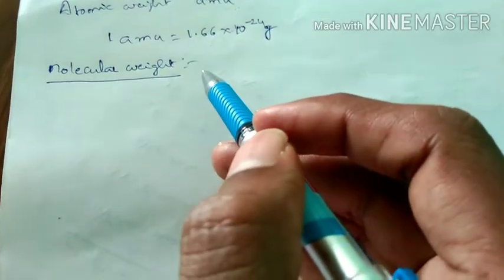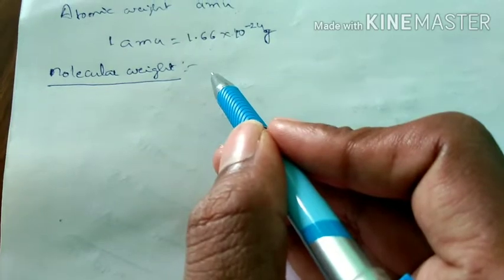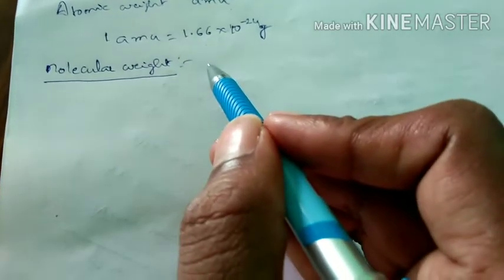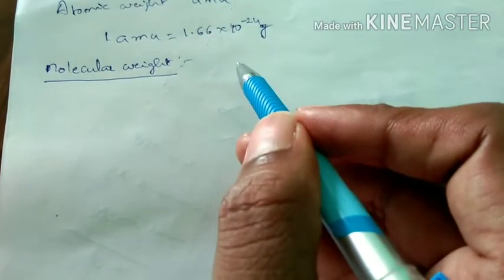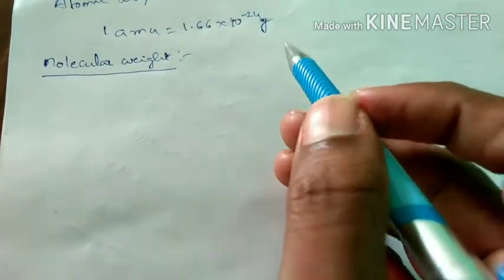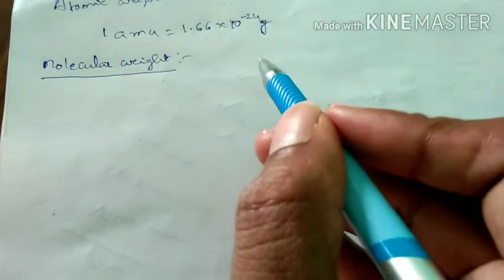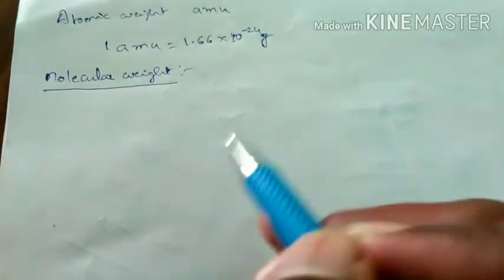So what is the definition? The sum of atomic weights is called molecular weight. The sum of atomic weights in a molecule is called molecular weight.